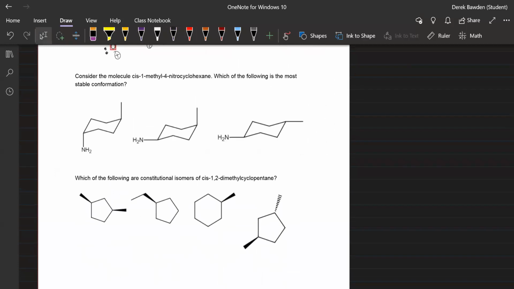Consider the molecule cis-1-methyl-4-nitrocyclohexane. Which of the following is the most stable conformation? A, B, or C? Any thoughts? Say C. We got one vote for C. Anyone else? Spoken too soon. You can remove your vote if you want.